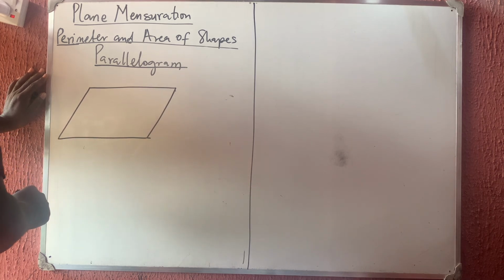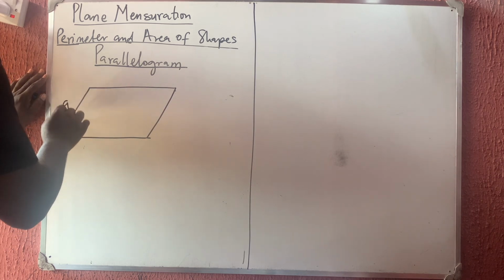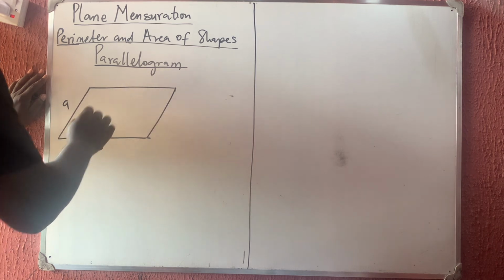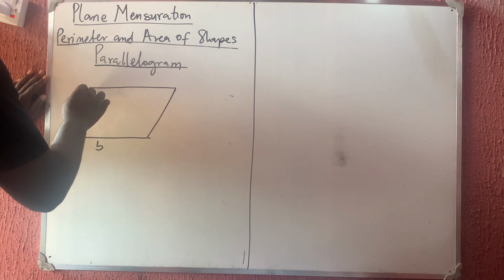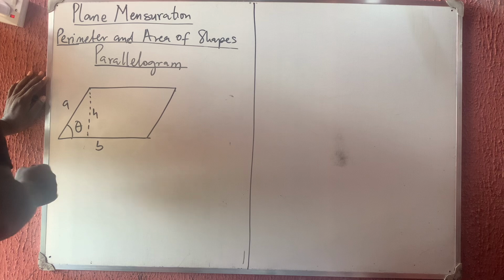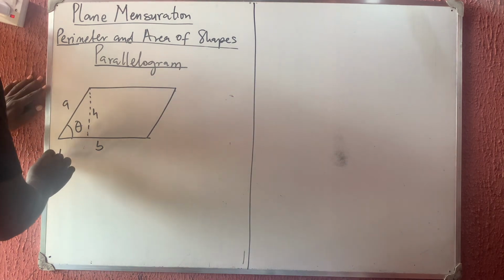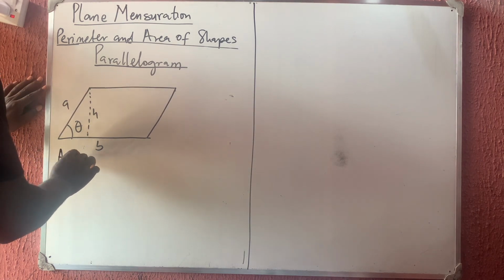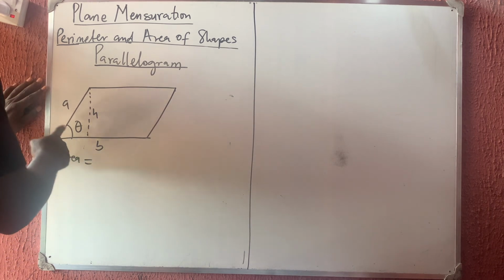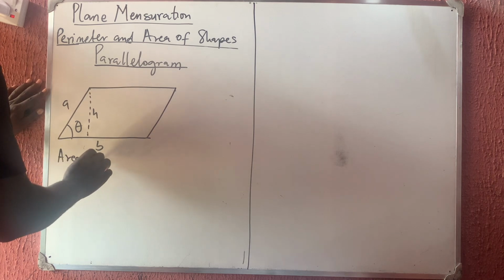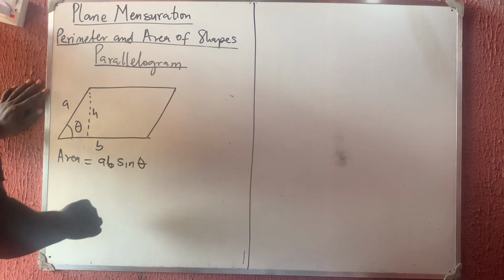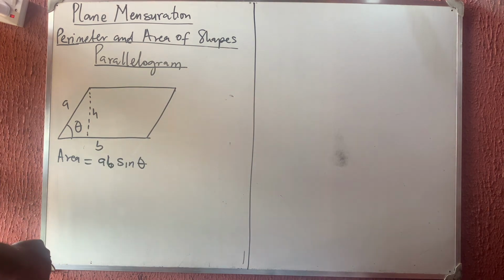So in a parallelogram, if here is A and here is B, and this is the angle between them, and then maybe we have their height. Their height could be like this. This is their height, okay? Then the area of a parallelogram is base times height, or you can say AB sine the included angle, like we did in triangle.